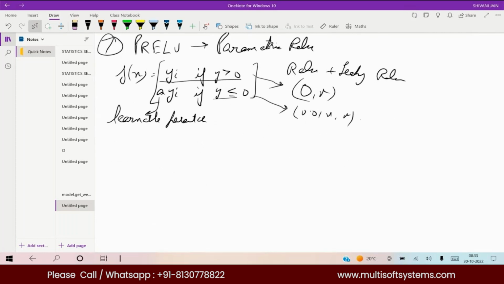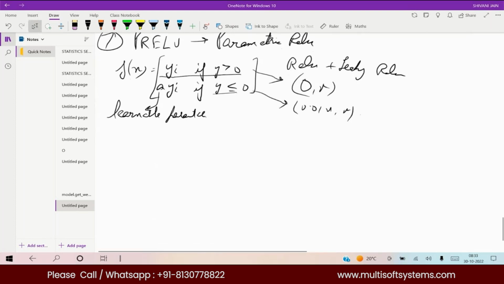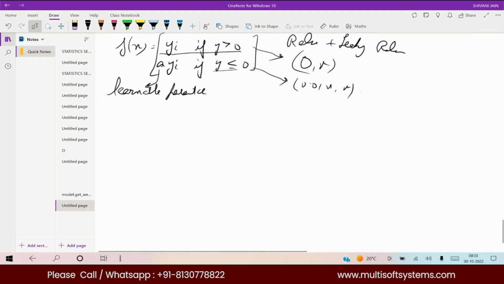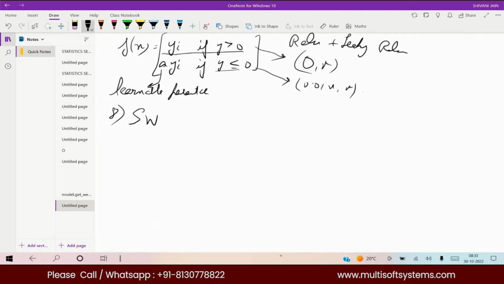Now, next are swish and maxout. These are not very frequently used, but still we can discuss. So 7 are done. Now the 8th is swish. Swish is called a self-gated function.